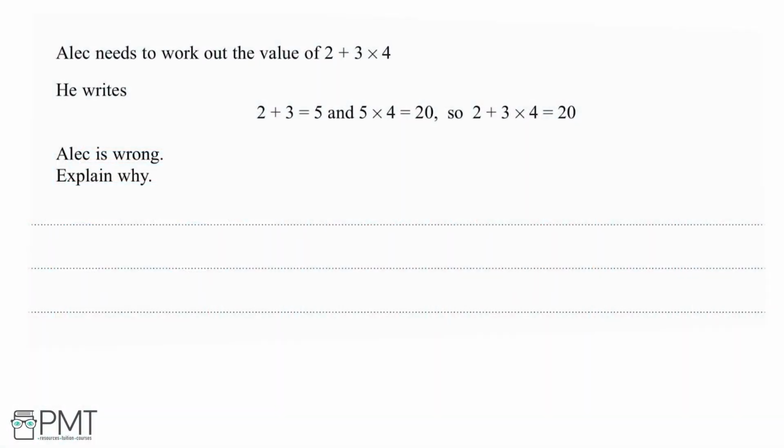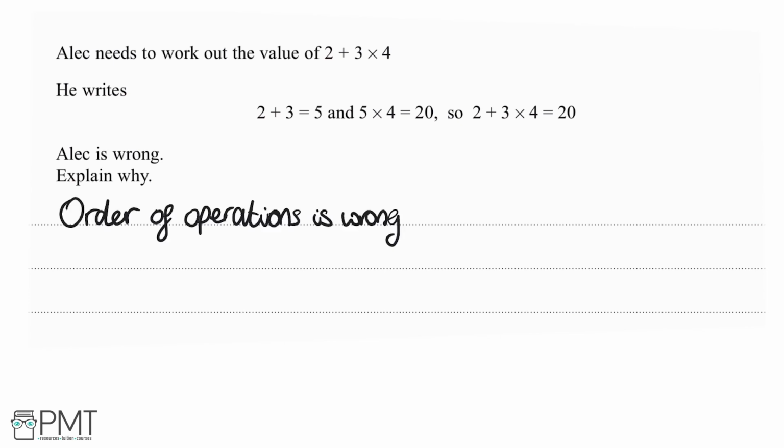Alec needs to work out the value of 2 plus 3 multiplied by 4, and he writes that 2 plus 3 equals 5, and 5 multiplied by 4 is 20, so 2 plus 3 multiplied by 4 equals 20. But Alec's wrong, so we need to explain why. So the reason is that the order of operations is wrong. We actually need to carry out the multiplication first before the addition. What Alec's done here is he's done the addition then the multiplication.